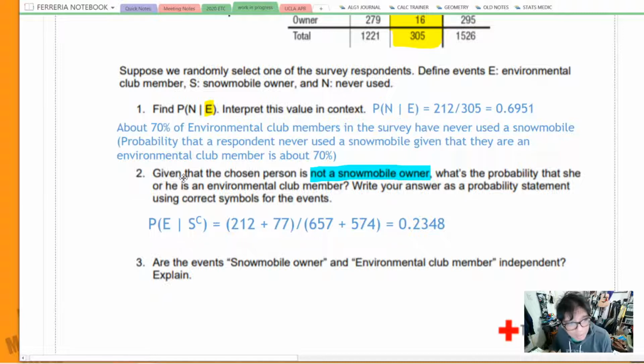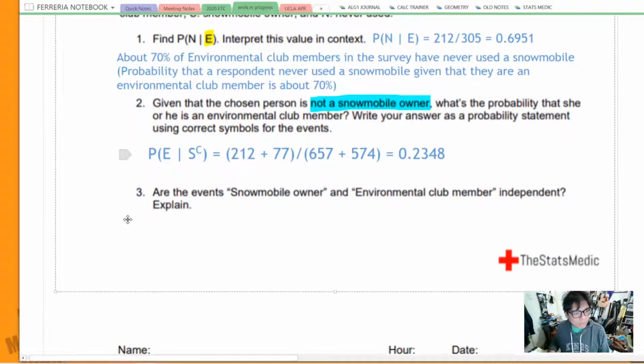Oh yeah, duh. The interpretation is actually the question. About 23% of the survey respondents who are not snowmobile owners are environmental club members. So now the question is, are the events snowmobile owner and environmental club member independent? Let's remember what this means. Snowmobile owner and environmental club, are they independent?